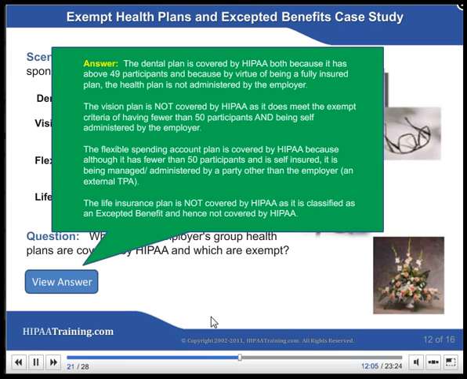The flexible spending account plan is covered by HIPAA because although it has fewer than 50 participants and is self-insured, it is being managed or administered by a party other than the employer, an external TPA. The life insurance plan is not covered by HIPAA, as it is classified as an accepted benefit and hence not covered by HIPAA.